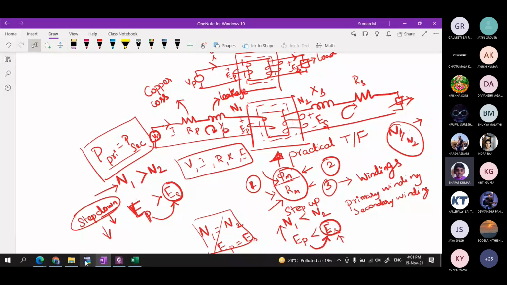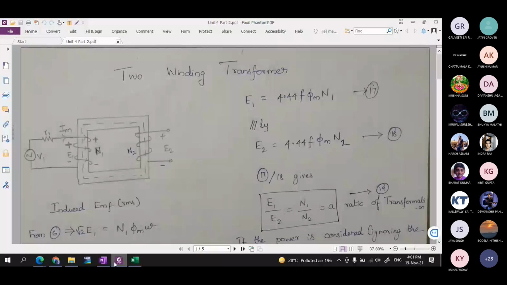Power. If there is no loss in the core, then the primary power will be equal to the secondary power. I mean the I RM will be 0, then the power will be the same. Yeah, you can consider it like that. Okay, sir. Let us proceed with this.